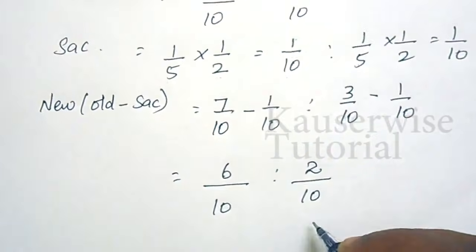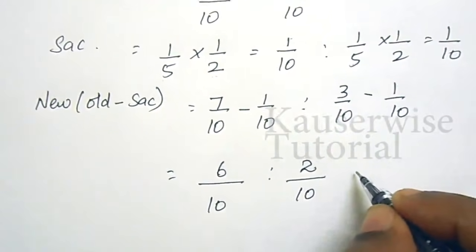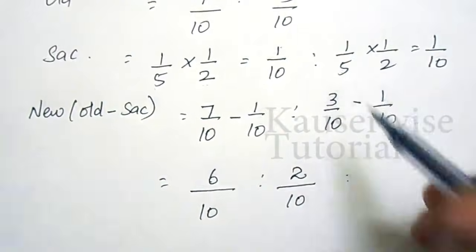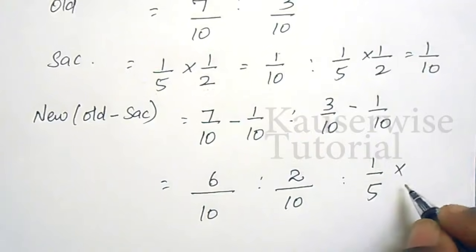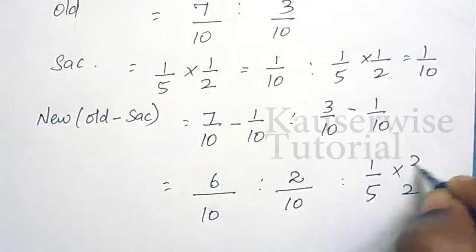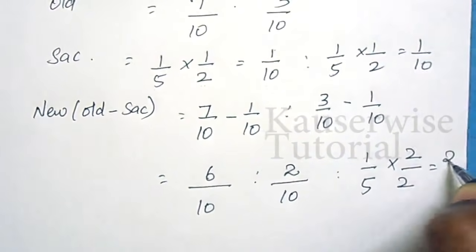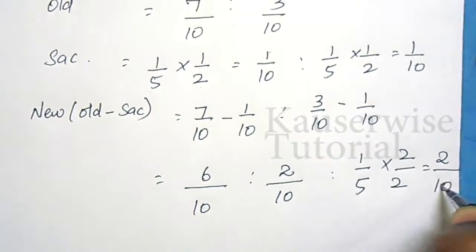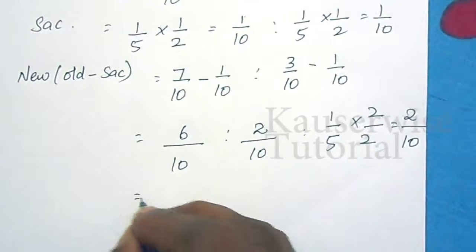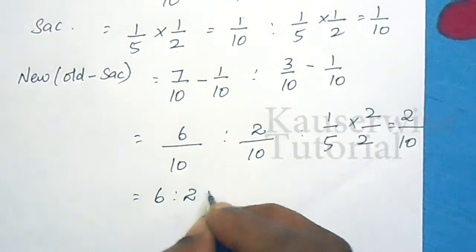2 by 10. Okay, so for the new partner, the share is how much? 1 by 5. So 1 by 5, we have to get 10. So for that you have to multiply with 2. 2 by 2, answer is 1. 1 into 2, 2 divided by 5 into 2, 10. So new profit sharing ratio is 6:2:2.